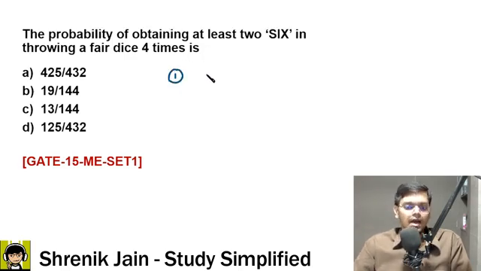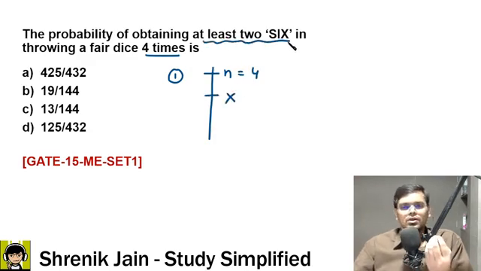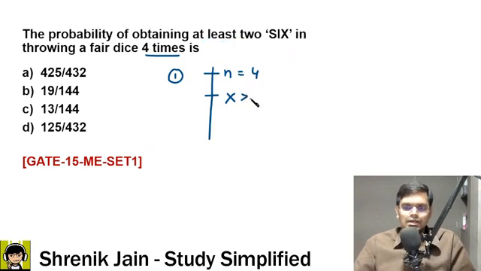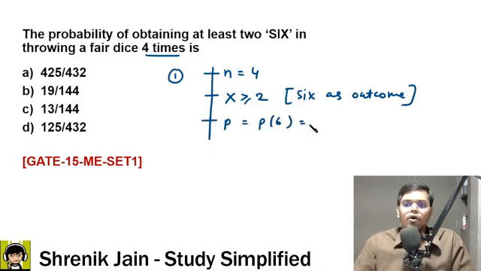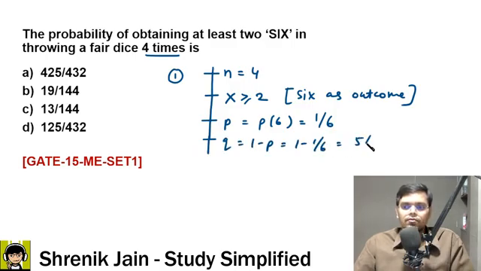First point, sir, we have understood this is a binomial distribution. So now we have to find n. n is 4 times. X is what? X is at least 2 sixes, which is greater than or equal to 2, that is, 2 times or more than 2. But the outcome we need is 6. Now P is the probability of getting 6 in one trial. When a die is rolled, what is the probability of getting 6? Sir, it is 1 by 6. And Q is 1 minus P, 1 minus 1 by 6, which is 5 by 6.